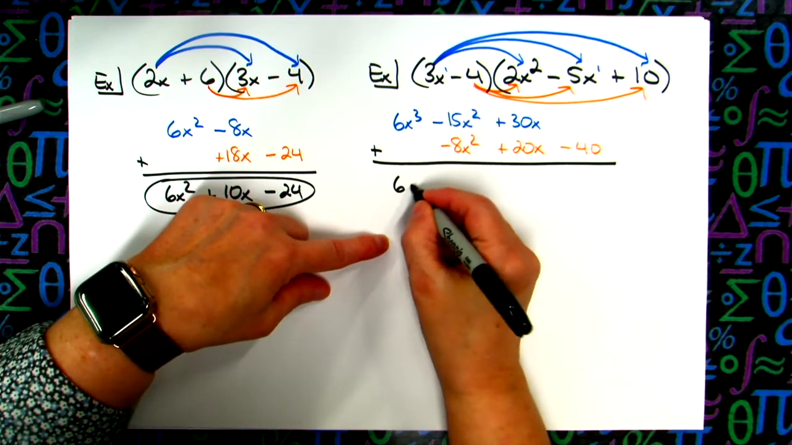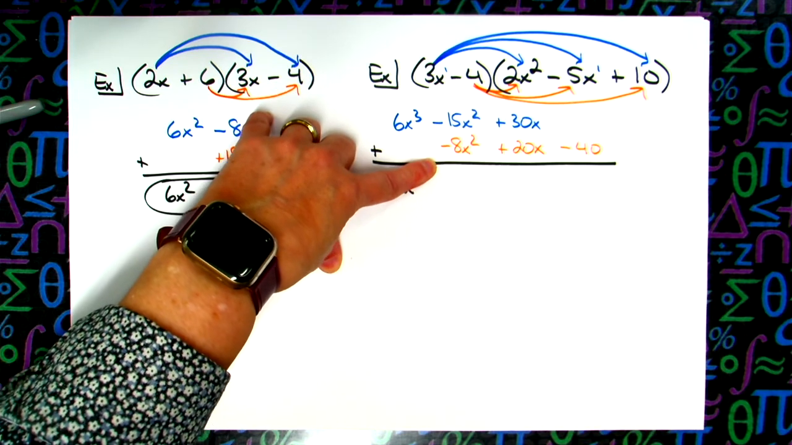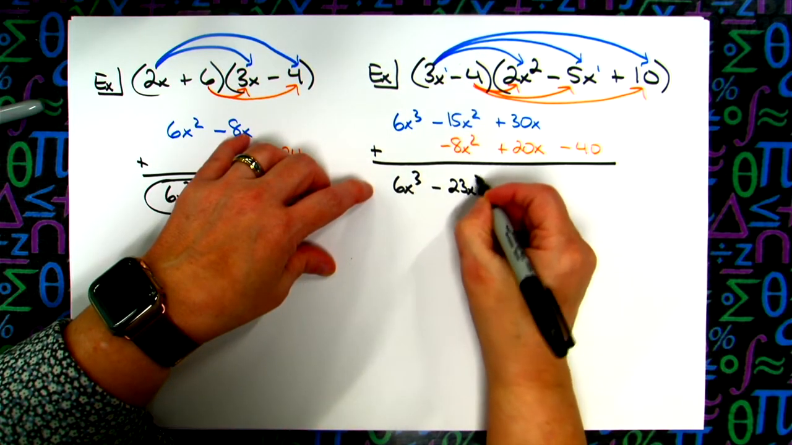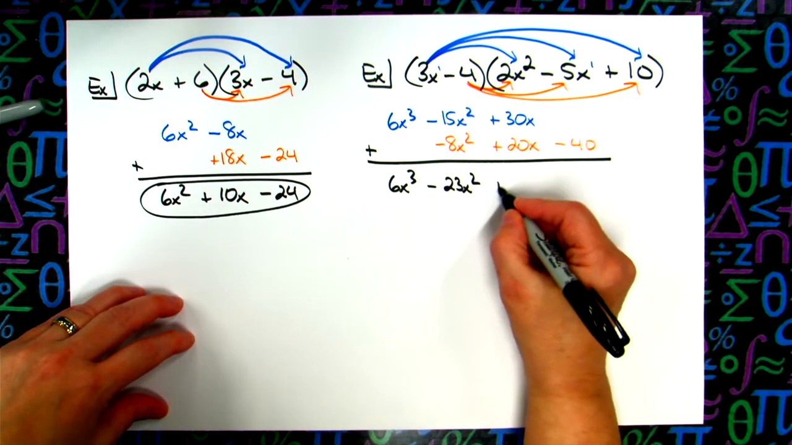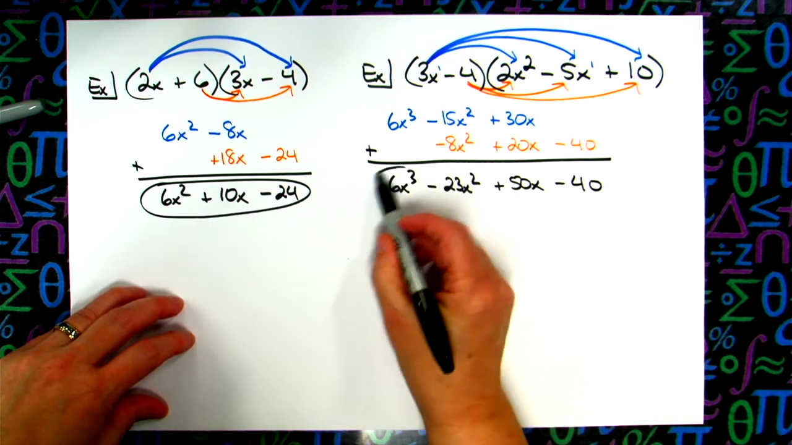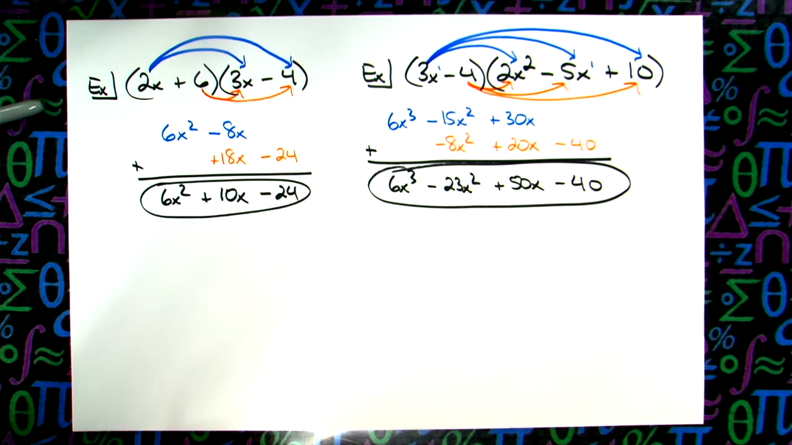I can get a 6x to the third. What's negative 15 and negative 8? Negative 23. And then the x squared. Add and going down, 20 and 30 is 50 with the x, and then bring down that minus 40. This is the easiest, most systematic way to go about doing this. Okay, you already add up your like terms, so you don't have to be looking at a great big long string of numbers to find them.